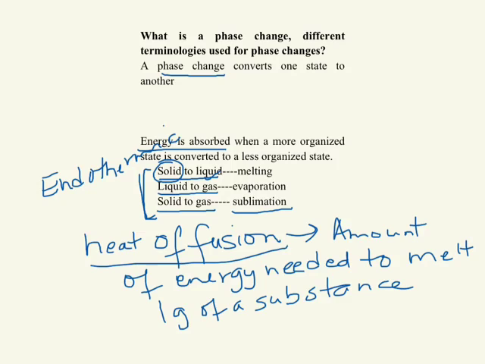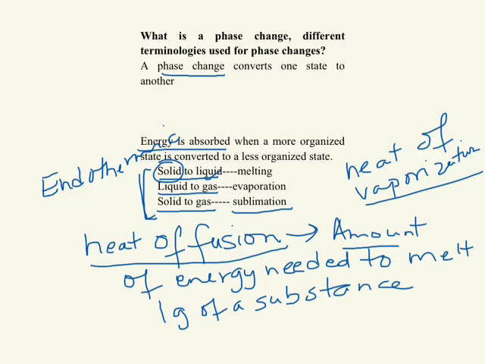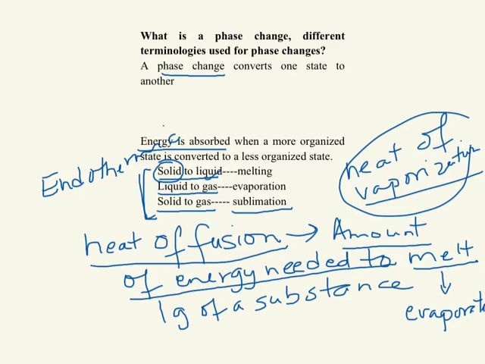Then what will be heat of vaporization? Remember, vaporization is where you're changing liquid to gas. So heat of vaporization is the amount of energy needed to evaporate 1 gram of a substance.